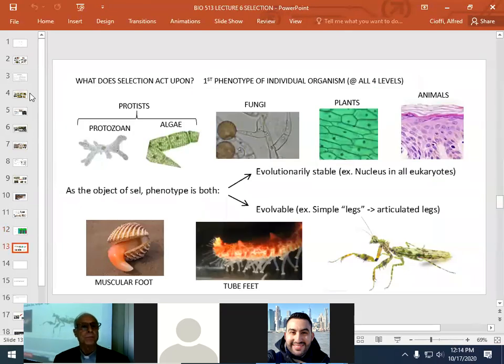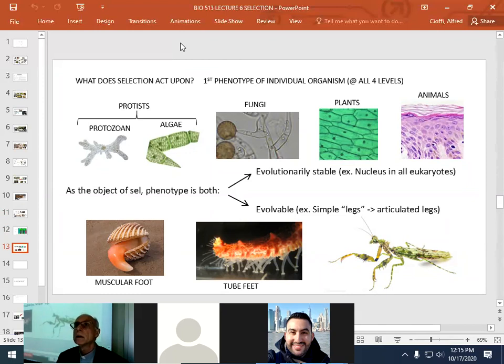Moving forward, I'm basically reviewing chapter 6 of Meyer here, and we can ask the question: what does selection act on or upon? First, it will act on the phenotype of individual organisms. That's the first encounter of selection. It's on the phenotype of the individual because it's about adaptability. It's how well adapted an organism is to its environment.